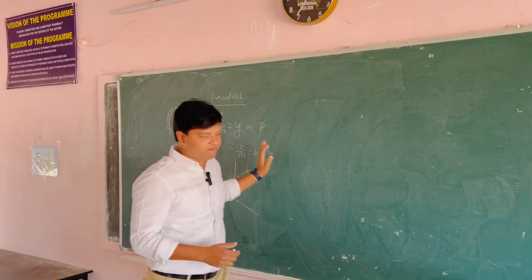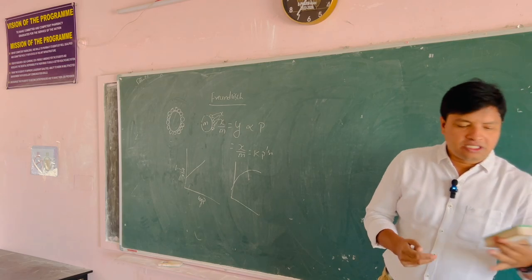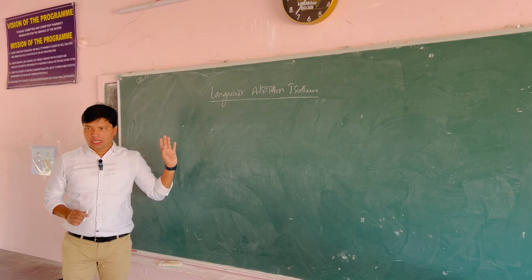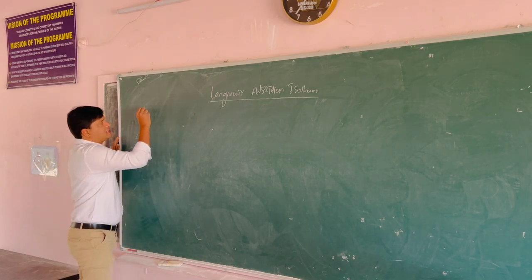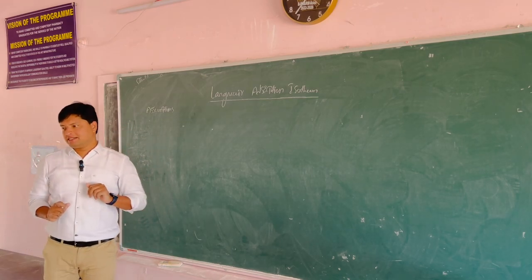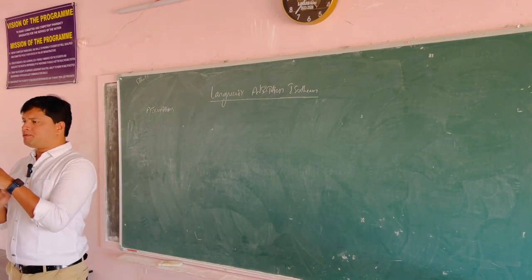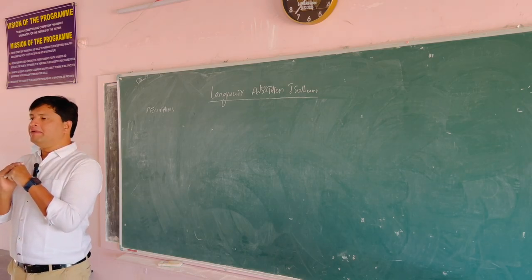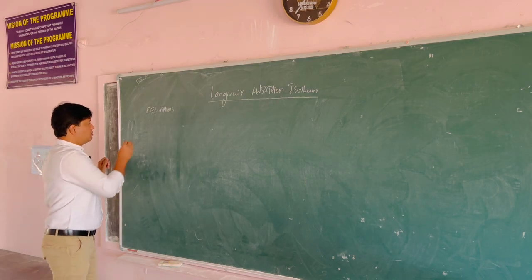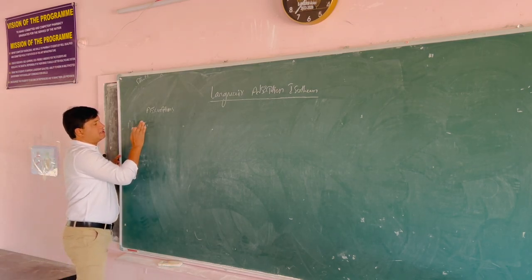This is your Freundlich. Now we'll go for the Langmuir adsorption isotherm. There are some assumptions. Listen. First, he made some assumptions. The first assumption is that every adsorbing species has a limited number of adsorption sites. So adsorbing sites are fixed.